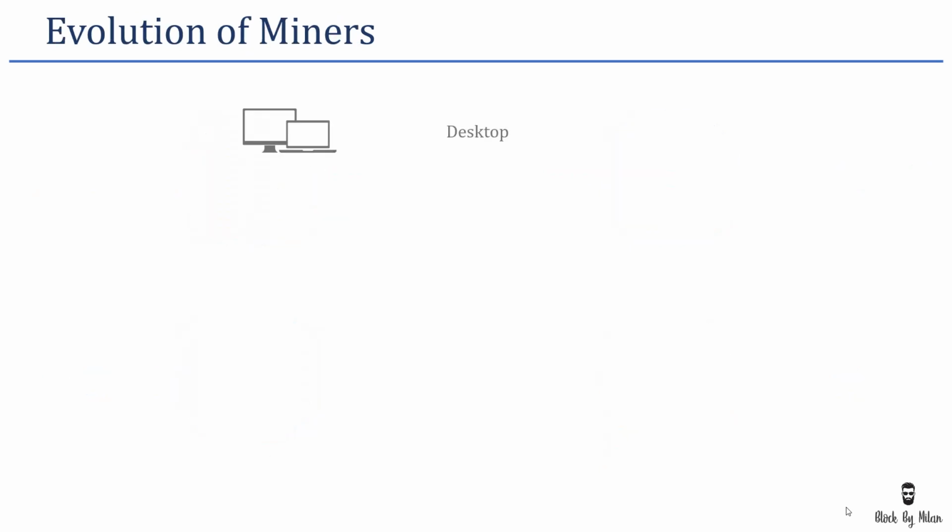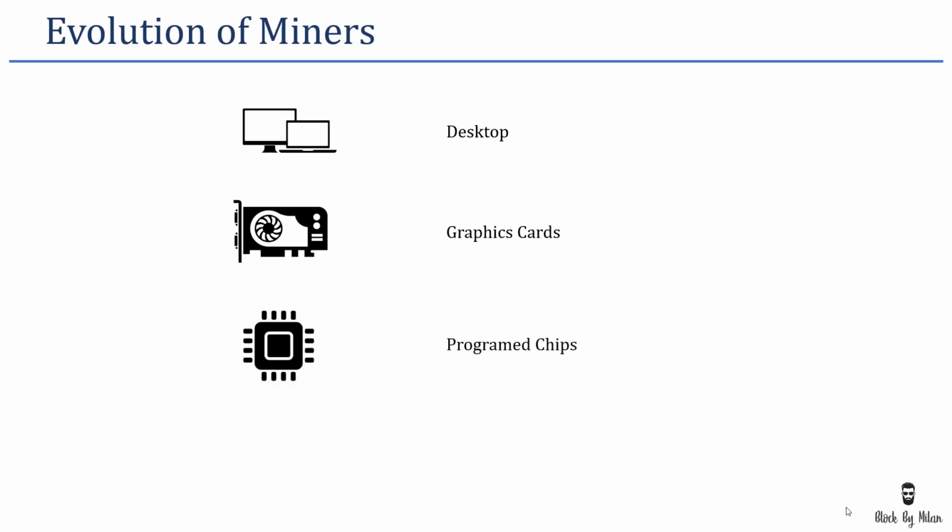Evolution of miners. The mining process started with desktop machines. In 2009, 2010, everyone used their desktop machines to do this mining process, but later the growth of the Bitcoin network moved everyone to graphics cards. And then came programmable chips.